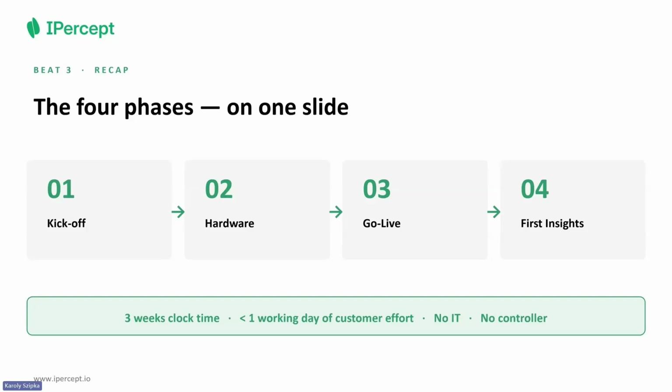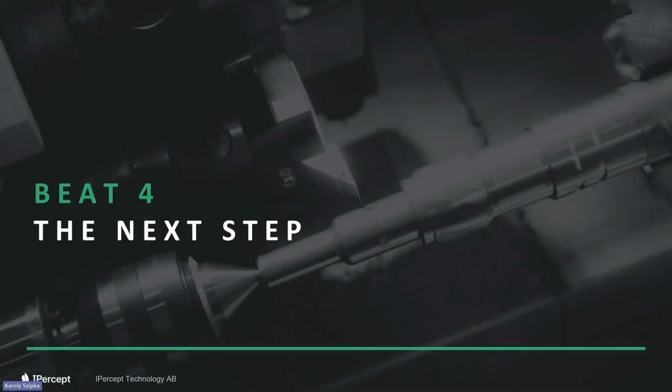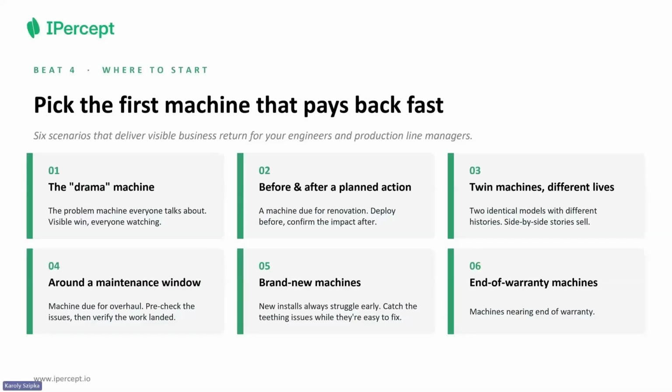No IT, no controller, no complex integration project. So with that in mind, where should we actually start? This is a question we commonly receive. And our recommendation is to pick the first machines where you want to deploy based on the expected payback, so that there is a fast economic payback corresponding to the choice of machine.